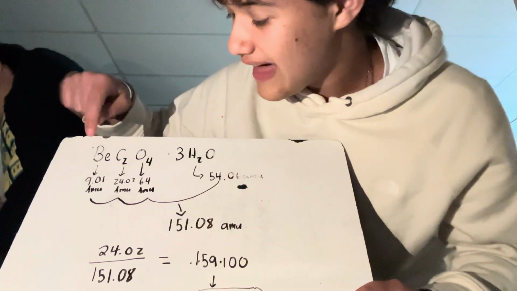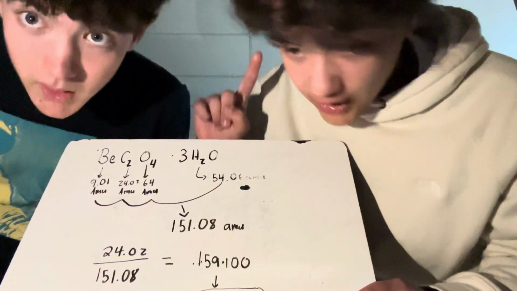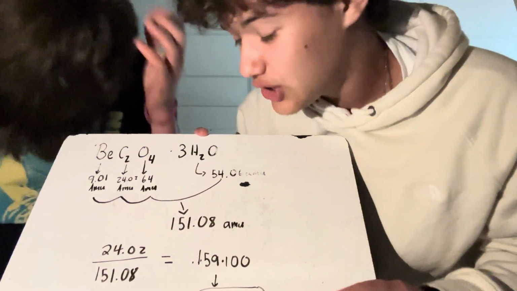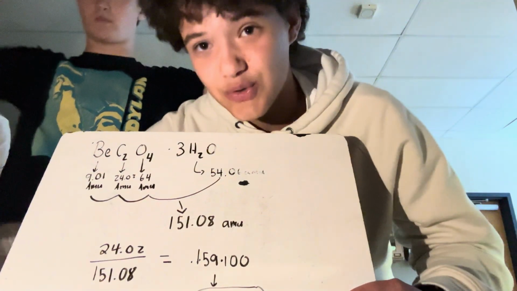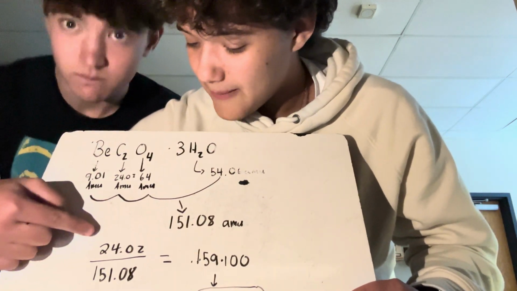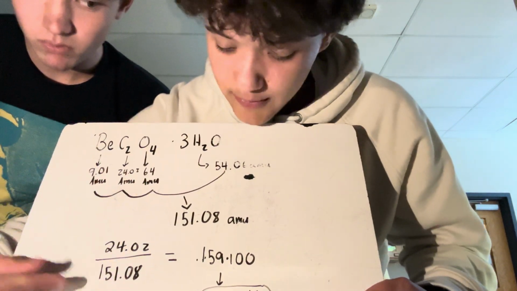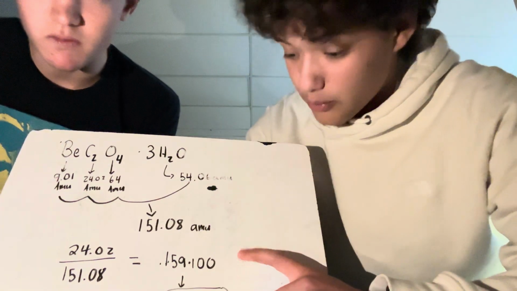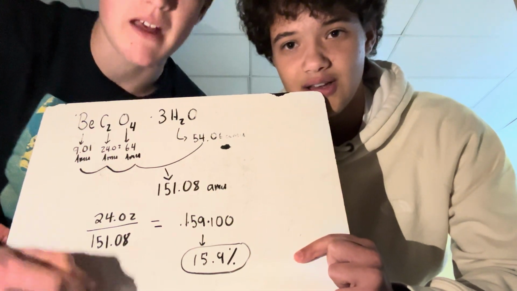whole equation. So that's gonna be the AMU of Be plus the AMU of C2 plus the AMU of O4 plus the AMU of 3H2O. And that is gonna equal 151.08. After you do that, since we're trying to find the percent of carbon, you're gonna take the AMU of the carbon, the C2, and divide that by the total AMU, and you're gonna get 0.159. Which you're gonna multiply by 100 and you get 15.9%, and that is how much carbon is in this molecule. Great.